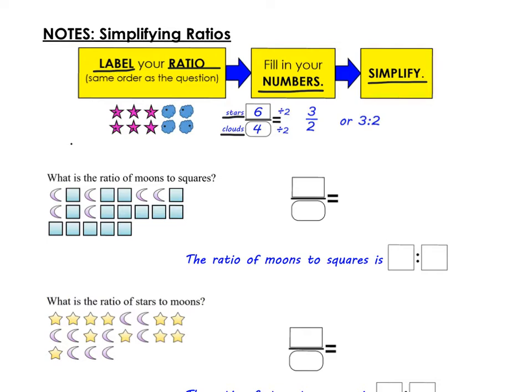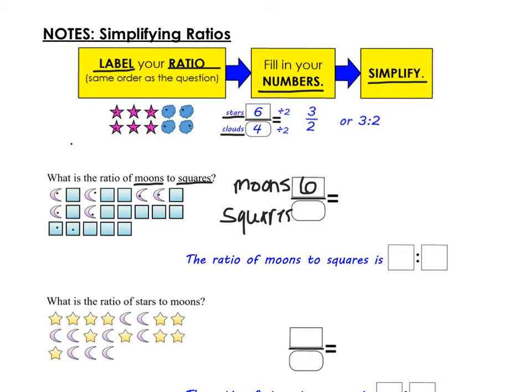It says, what is the ratio of moons to squares? So I'm going to go ahead and do my labeling first. I know I want the number of moons first, so I'm going to put moons first to the number of squares. So I'm going to put squares second. All right, so when I count the moons, I'm going to count 1, 2, 3, 4, 5, 6. So now I'm going to fill in the numbers, 6 moons, and now I'm going to count the squares.